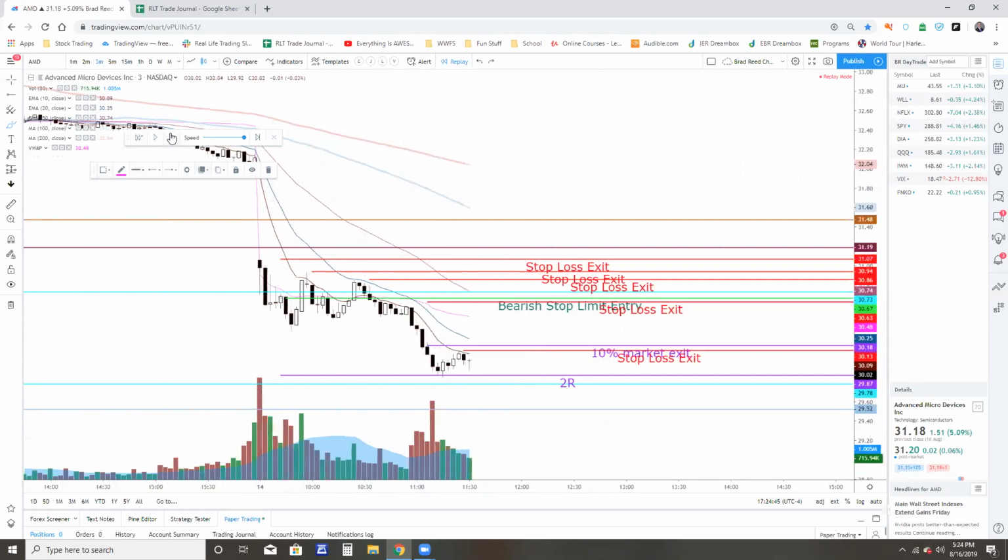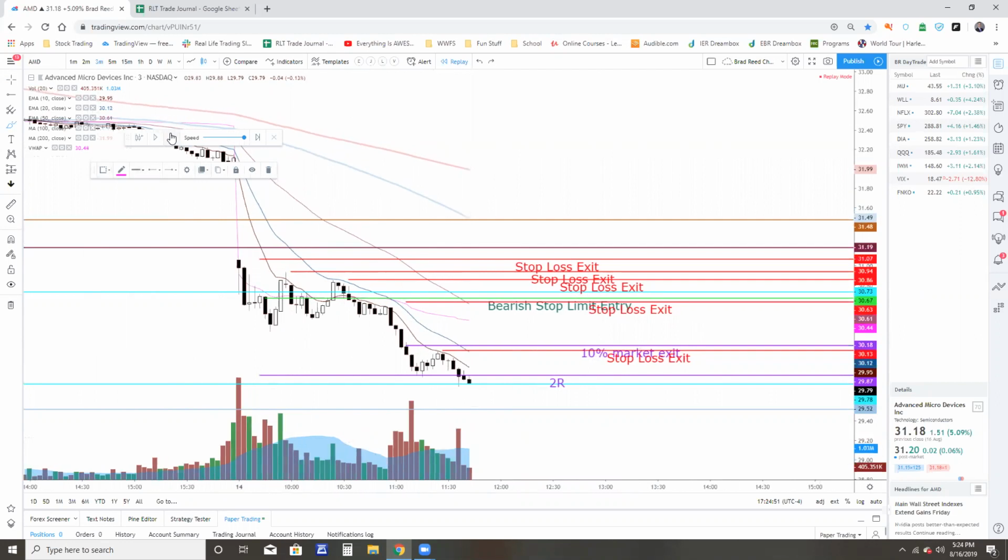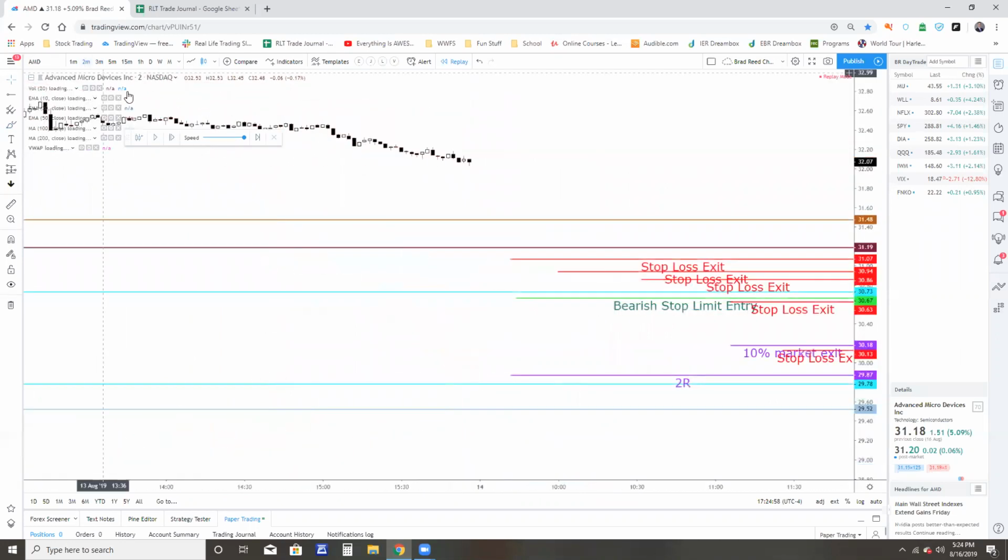Just for kicks, let's keep hitting this. Yeah, okay, so that would have gone down. So that lower stop, that defense would have been nice. Okay, so that's trading everything on a 3-minute chart. Let's do it on a 2-minute chart.